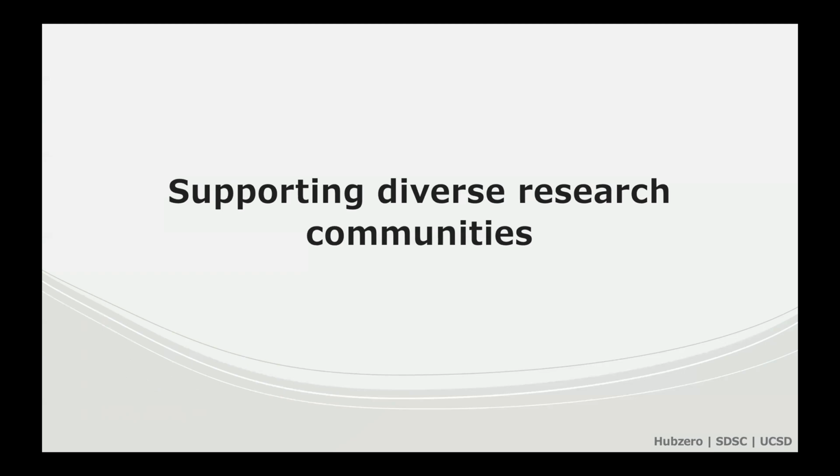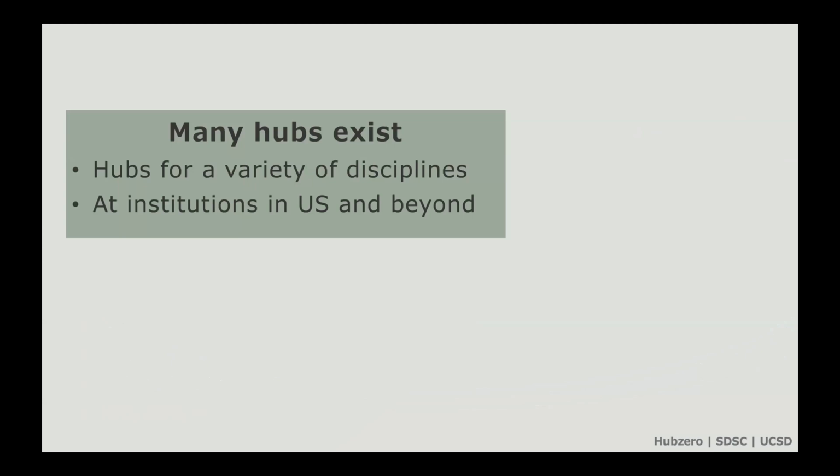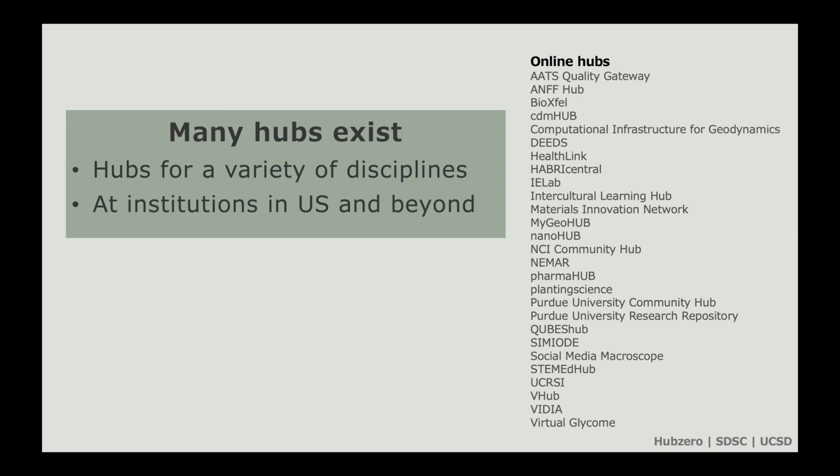So now let's talk about diverse research communities. Many hubs are online, and they are available for a variety of disciplines at different institutions in the US and beyond. Here is a list, and you don't have to scan through it, but if you look at some of these, you would see there are different disciplines just by the name of their hubs.